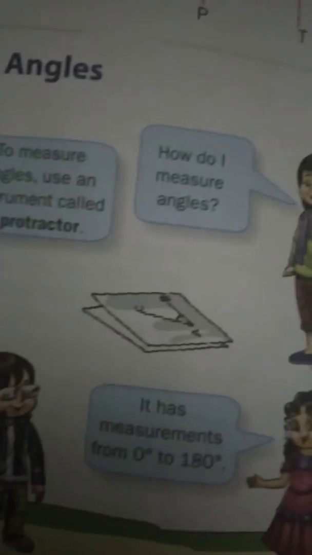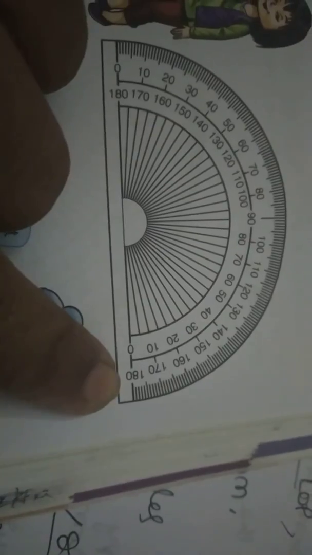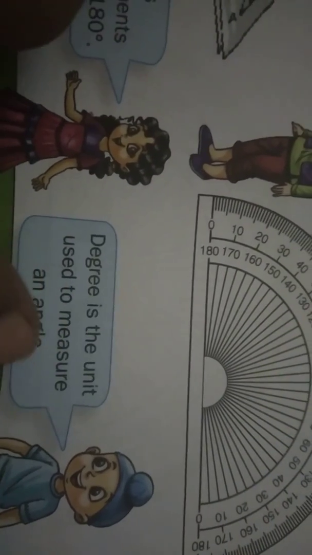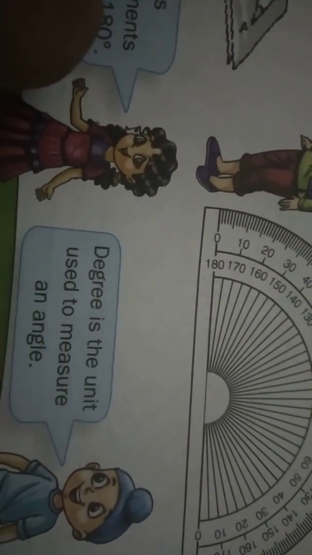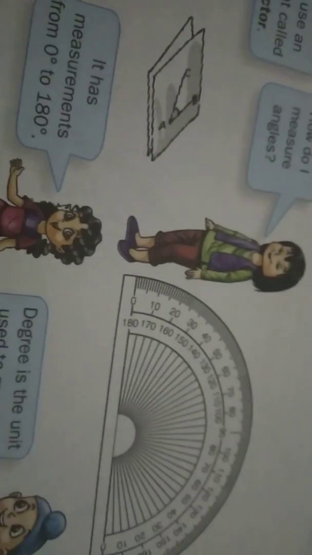Next, it is in the shape of a semicircle. It has measurements from 0 degrees to 180 degrees. Are you seeing here? This is 0 degrees to the last, 180 degrees. This shape is a semicircle shape. Degree is the unit to measure the angles. Very important: degree is the unit used to measure the angles. Understood? You note down this point also, very important. Angles are measured in units called degrees.